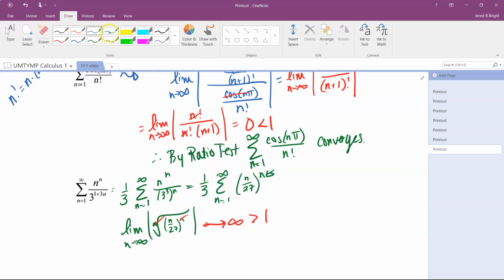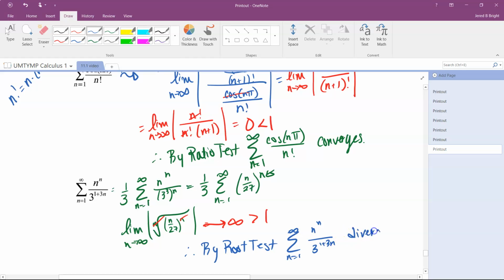So then as a result here, we say therefore by root test, the series n equals 1 to infinity n to the n over 3 to the power of 1 plus 3n diverges. And boom, done.